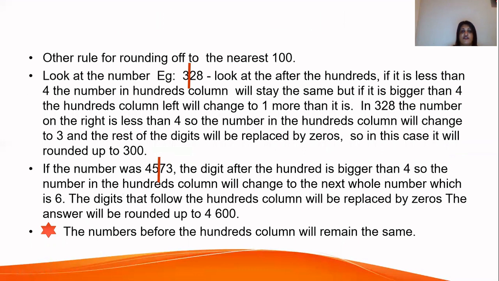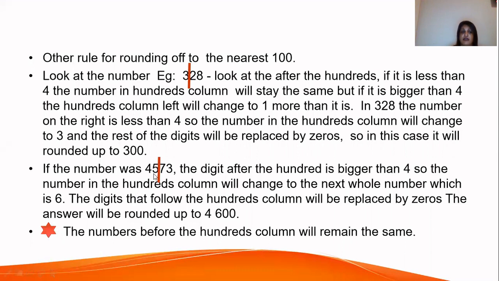When we're using the place value method, we're going to look at the position of the hundreds. So 328, in my hundreds column, I've got 3. The next two digits are 28. I've got to look at whether it's smaller or bigger than 49. And it's smaller than 49, so it's going to stay on the same 100. The hundreds column doesn't change. It remains on 3. And I'll add zeros to the last two digits, which will be 300. So I'll round down 328 to the nearest 100, which is 300.